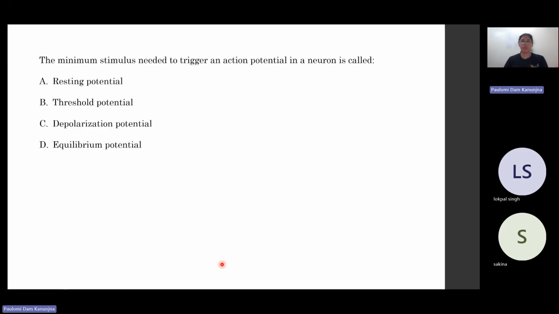All right. So there are several names of potentials that have been used here. Which one is correct? The minimum stimulus, remember this term, the minimum stimulus needed to trigger an action potential is called what? Excellent. You guys are amazing. So if you remember the potential, this is minus 55 mV. Your cell is resting at minus 70. When it reaches a threshold potential of minus 55, that's when an action potential is generated, right?